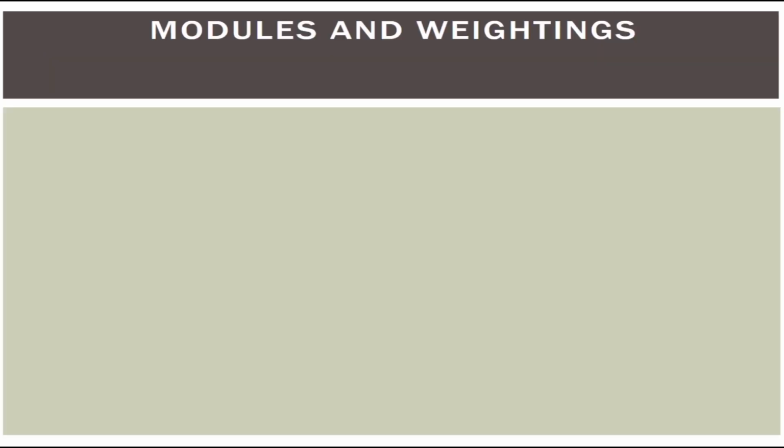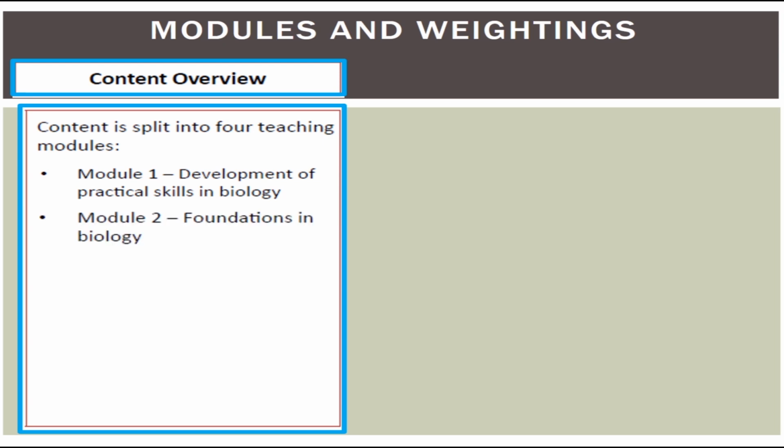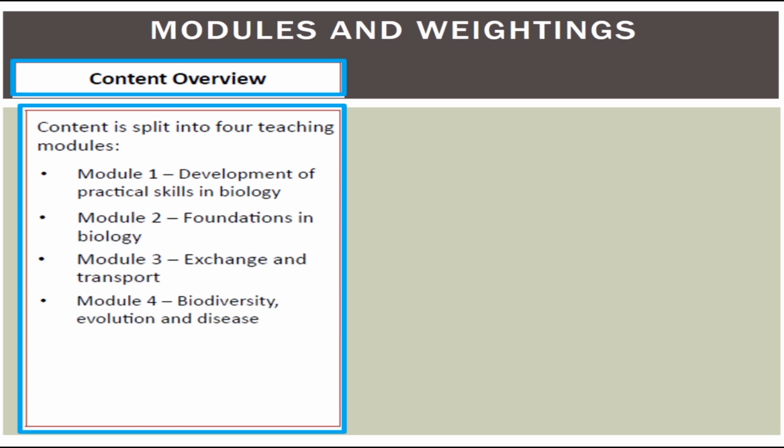Modules and weightings then. So like I said, in year 12, there are 4 modules. Module 1 is development of practical skills in biology. This is also covered in year 13 and it's really integrated into the other modules 2, 3, 4, 5 and 6. So it isn't taught as a separate module. Modules 2, 3 and 4 will be covered in year 12 and 5 and 6 in year 13.